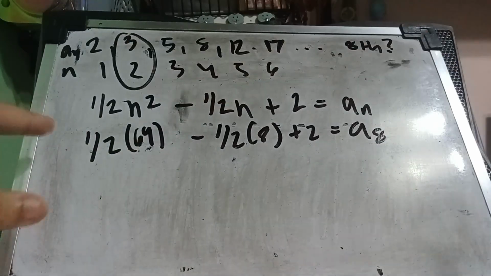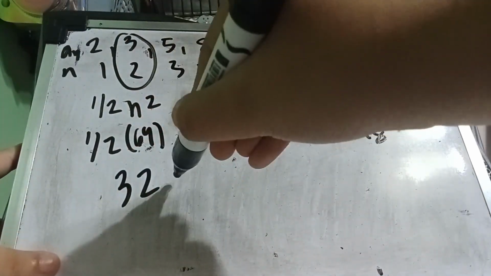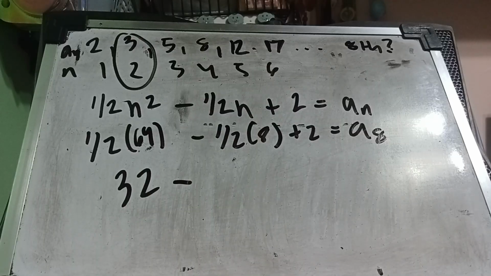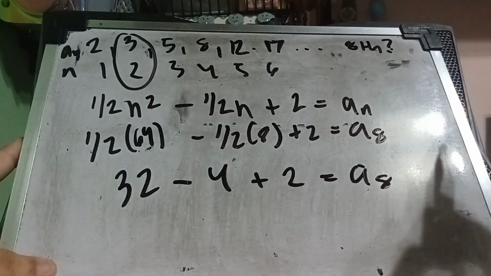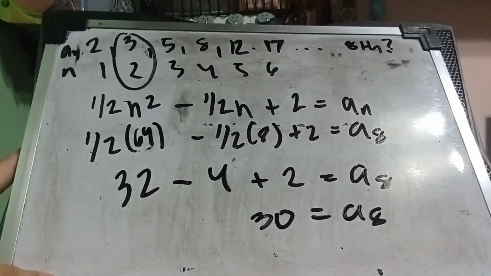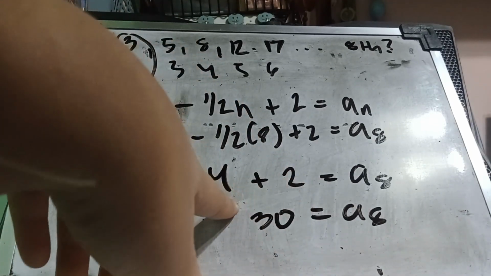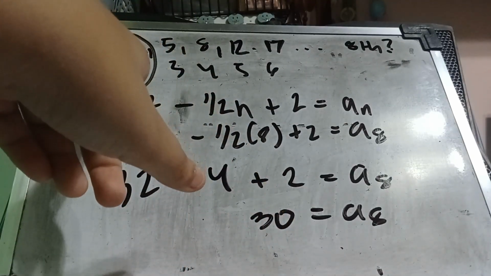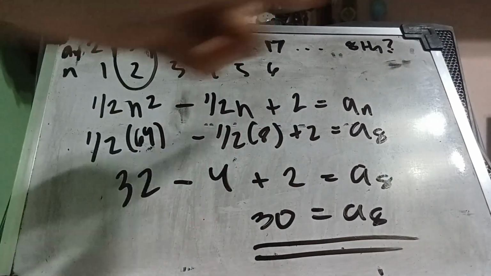So, 64 times 1 is 64 over 2. 64 divided by 2 is 32. Minus 8 over 2. Pares rin, so divide mo sila sa 2. Ito yung magiging negative 4 plus 2 is equal to a sub 8. So, negative 2. 32 minus 2 is 30. So, the 8th term is 30.